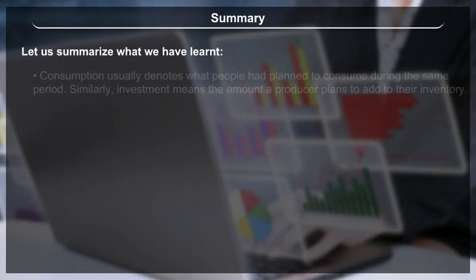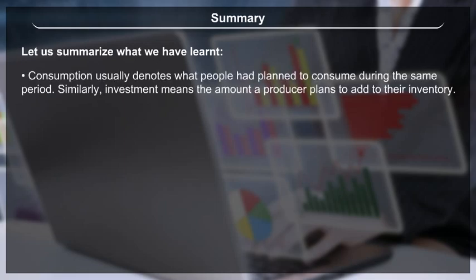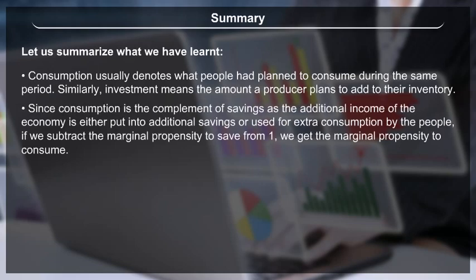Summary. Let us summarize what we have learned. Consumption usually denotes what people had planned to consume during the same period. Similarly, investment means the amount a producer plans to add to their inventory. Since consumption is the complement of savings, as the additional income of the economy is either put into additional savings or used for extra consumption by the people, if we subtract the marginal propensity to save from one, we get the marginal propensity to consume.